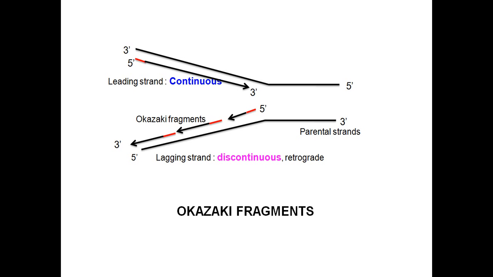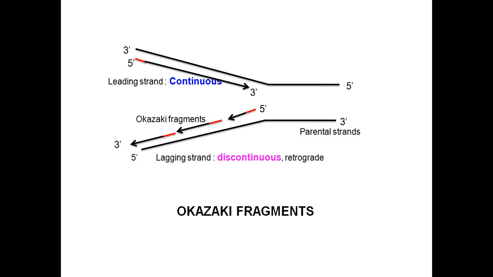Now on the leading strand, see the red color fragments indicate that this is a short RNA primer, and now the addition of nucleotides is taking place from 5' to 3' direction. So DNA is synthesized from 5' to 3' direction. And see, this line is continuous. There is no break in the synthesis of DNA on this strand. So this is called the leading strand. The synthesis of DNA takes place continuously.